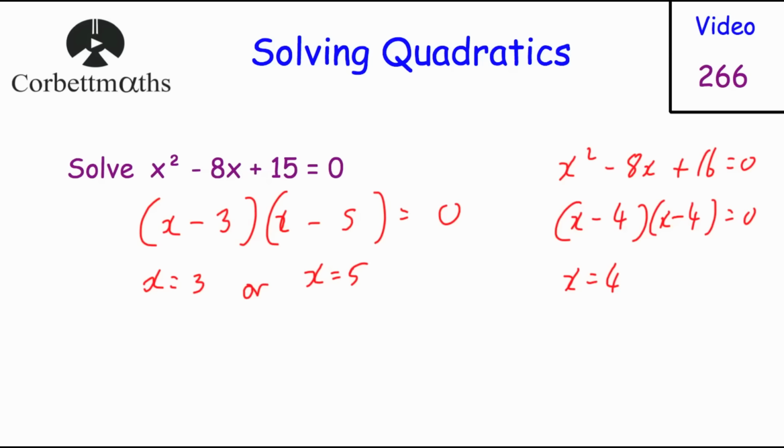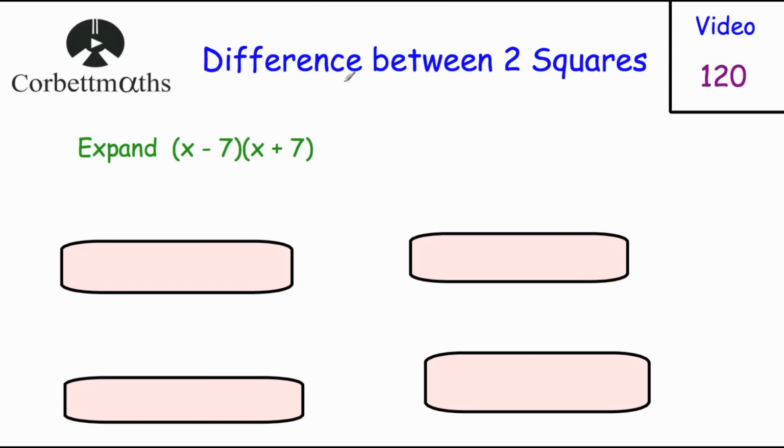Okay, let's have a look at our next topic. Now, this actually isn't really a different topic. This is really a special case. This is the difference between two squares, and this is video 120 on Corbettmaths. What I'm going to do is expand these brackets where I've got x minus 7 and x plus 7. I've just chosen these brackets where we've got an x minus and an x plus, and then the same number. I just want to show you what happens whenever you have this case. x times x is x squared.